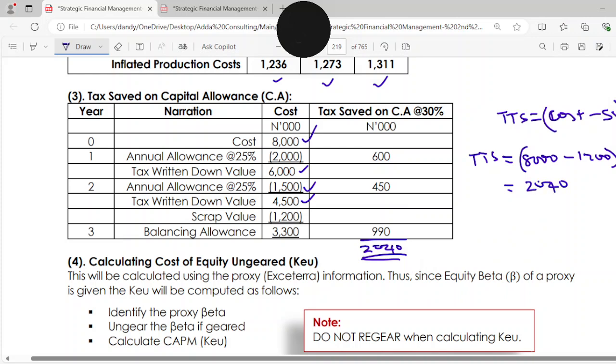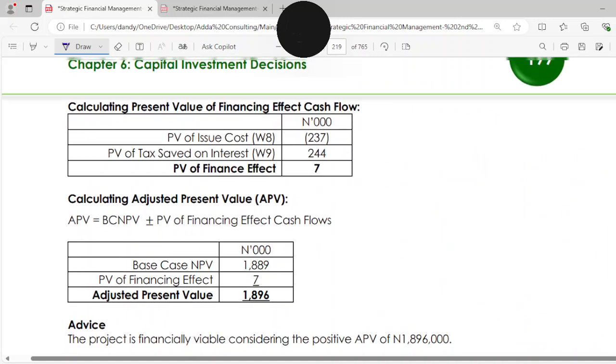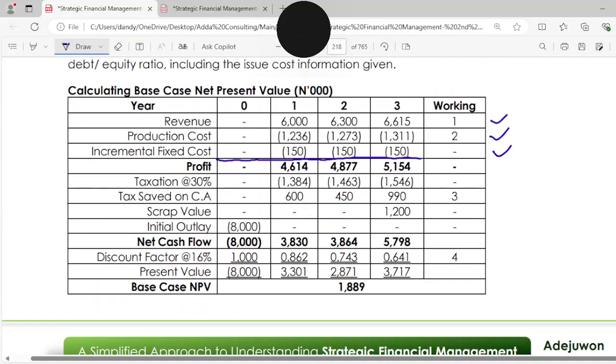So you cannot claim more than the capital allowance you are supposed to claim. That means what we have done is correct. You can see 240 versus 240. So you cannot claim more than that. So at this point, I'll then need to go and post year one, 600, 450, 990. So that's our working in year three.